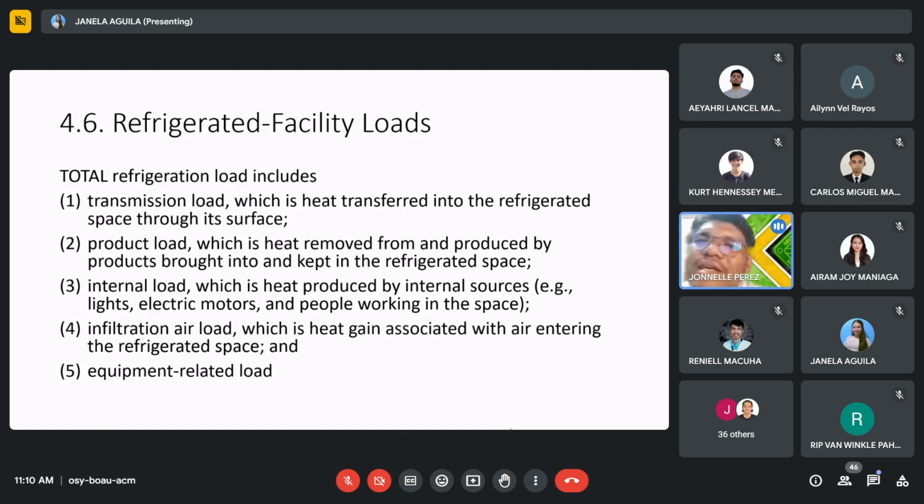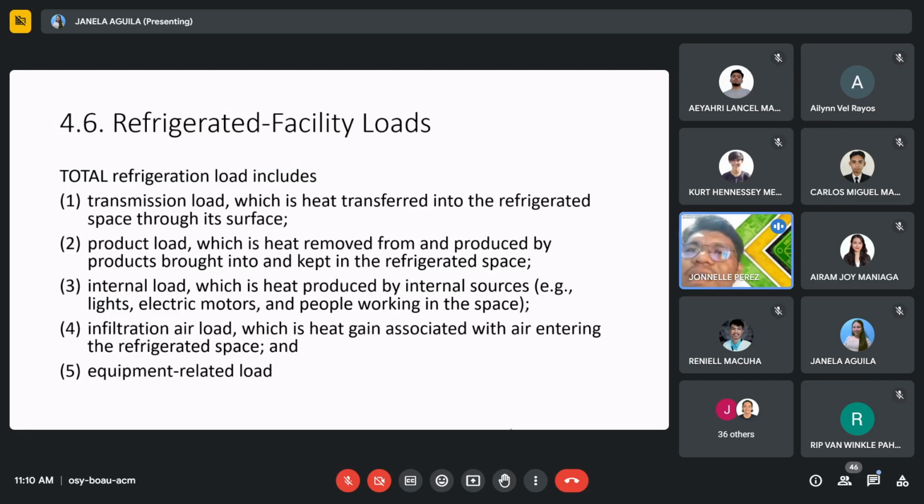Then next naman po is ang internal load. Internal load naman po ay nagpo-pertain sa mga heat na napoproduce ng internal components ng isang refrigeration system, which is maaaring mga heat po na nanggagaling sa mga ilaw ng isang refrigeration system, sa electric motors, o kaya naman nga po sa mga tao nagtatrabaho dito. Dahil kagaya nga po sabi kanina, may mga large scale po tayo na refrigeration system. Gaya po ng mga industrial refrigeration units, o kaya naman po yung mga walk-in refrigerator sa isang restaurant.